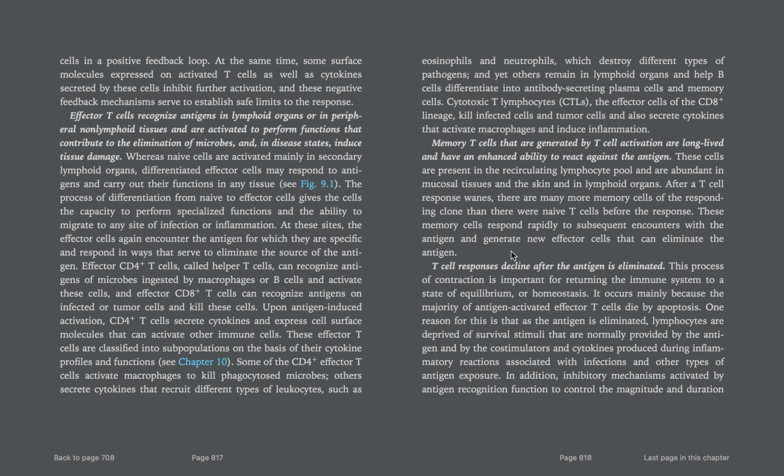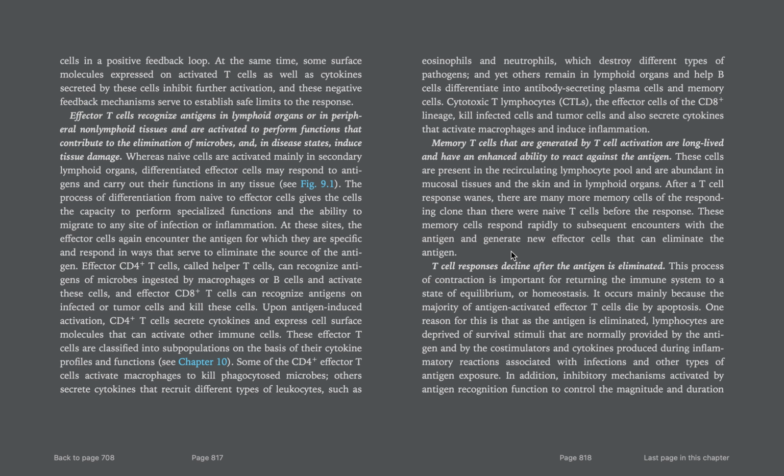Cytotoxic T lymphocytes, CTLs, the effector cells of the CD8 plus lineage, kill infected cells and tumor cells and also secrete cytokines that activate macrophages and induce inflammation. Memory T cells that are generated by T cell activation are long-lived and have enhanced ability to react against antigen. These cells are present in the recirculating lymphocyte pools and are abundant in mucosal tissue, the skin, and the lymphoid organs.